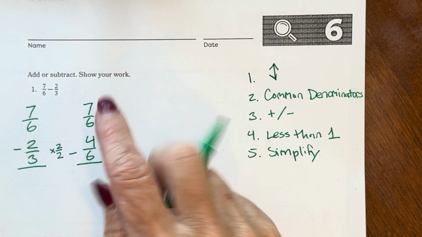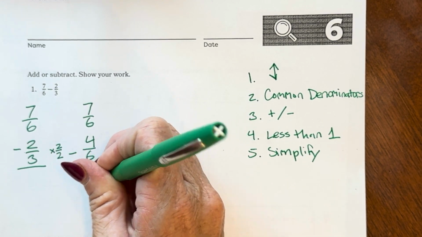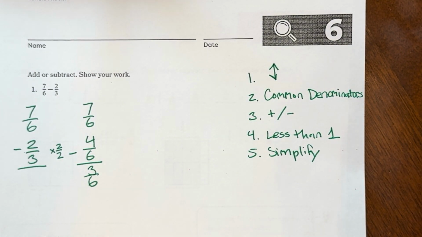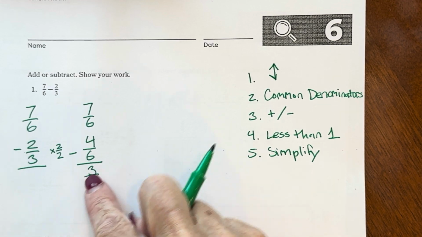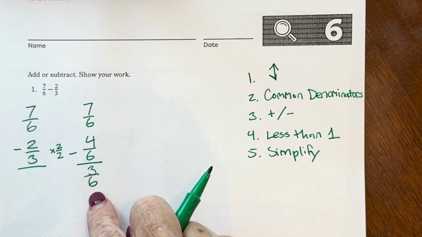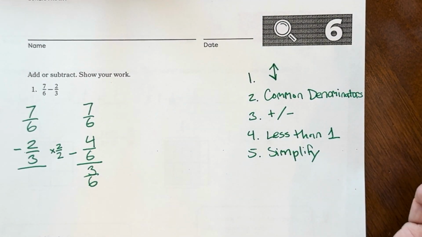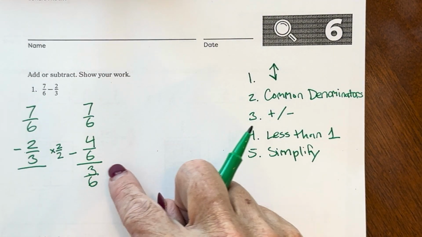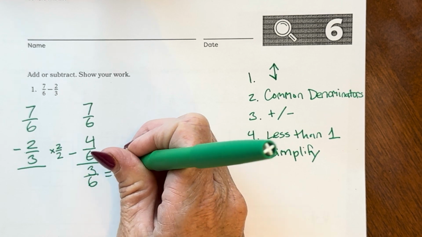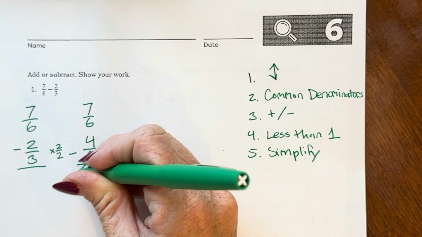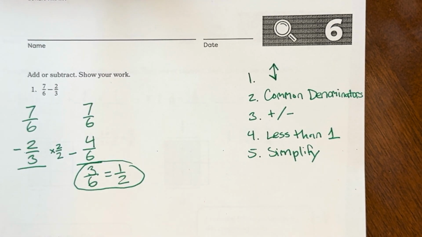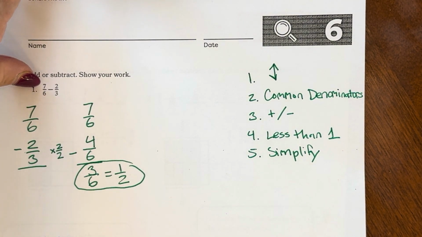So 7 take away 4 is 3/6. Now, step 4 says we want less than 1 fractions. This is worth less than 1, so we're good. Step 5 says if we know how to simplify, let's simplify. I know that 3/6 is equal to 1/2. So those are our 2 answers. Okay, let's try another one.